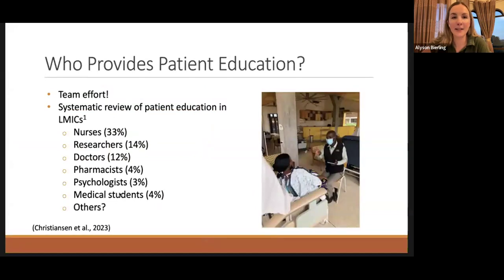And who provides patient education? So it's not one person. It really is a team effort. So patient education can be provided by anyone on the multidisciplinary team.